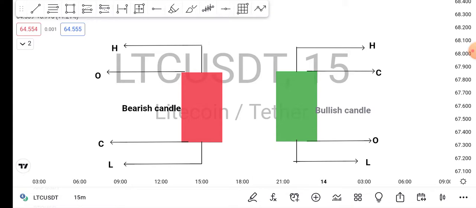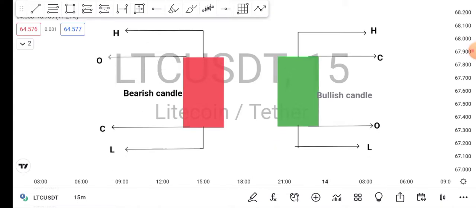Now for the bearish candle, there is a decrease in price, and when the open price is high, then the market goes lower, meaning the market fell. So in most cases, it is represented with red. That's why red is mostly used for the bearish candle.